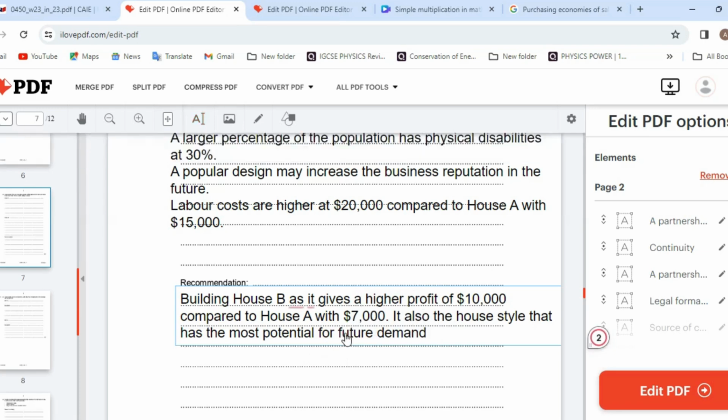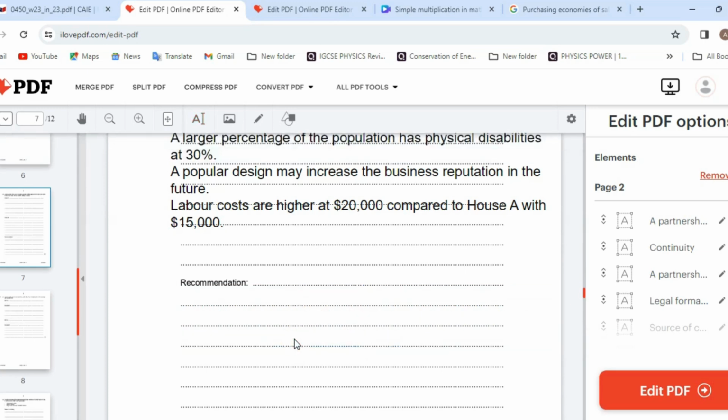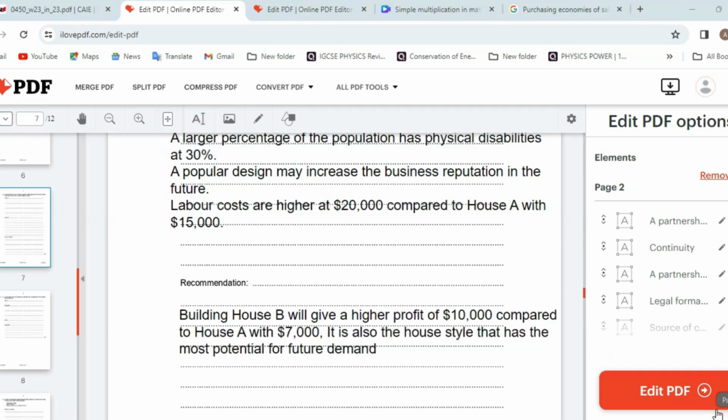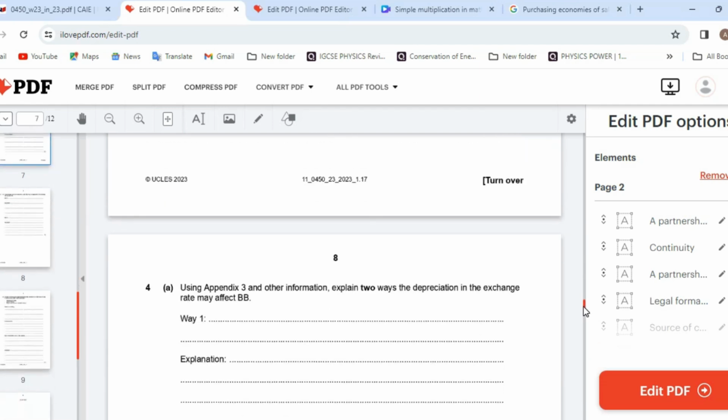Okay. Since we have put our recommendation and we have compared these two, people with disability who visit the house built in location B will actually want something familiar, that is, it will have the most potential for future performance. Okay, let's see what we have. What question do we have left? Okay, we have question number 4.